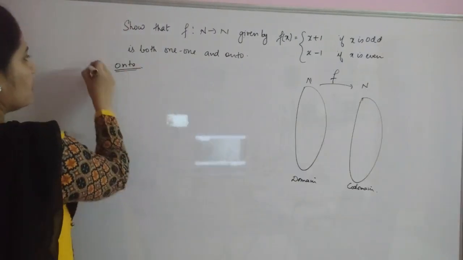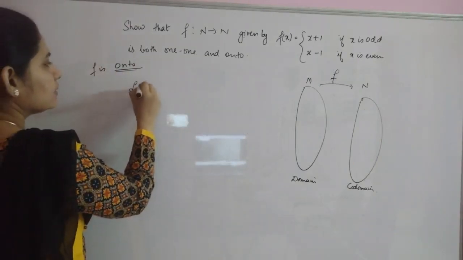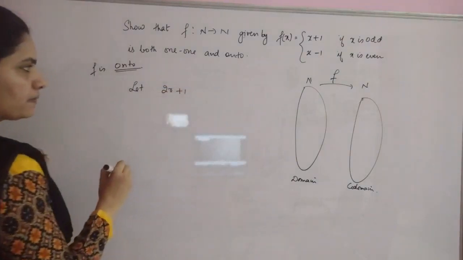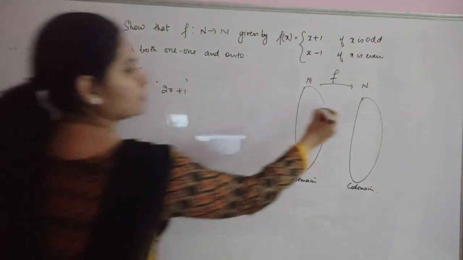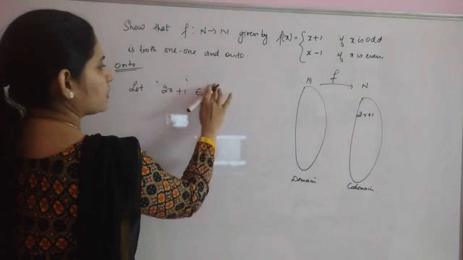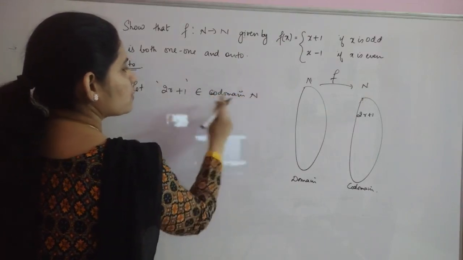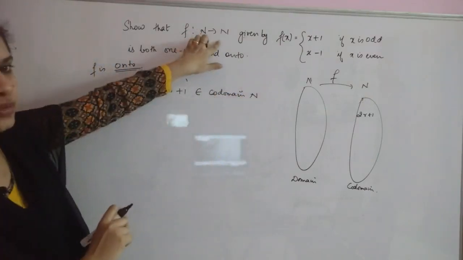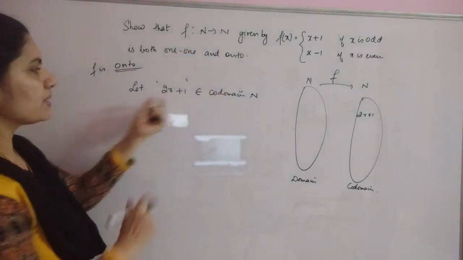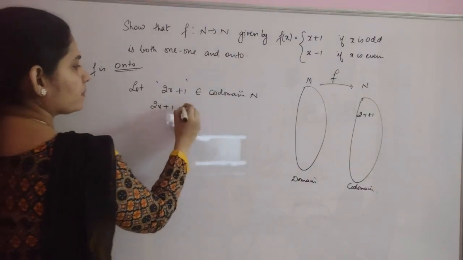Now the second condition: you have to show that f is onto. For that, let 2r + 1 belong to the codomain, that is the second set. Because both are N, this is in the codomain N. Now 2r + 1 will be an odd number.